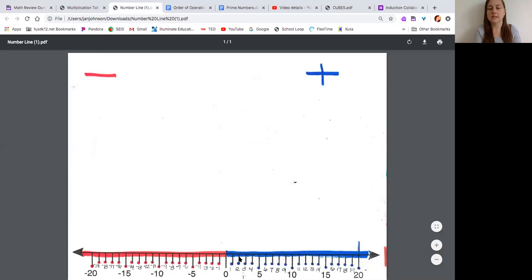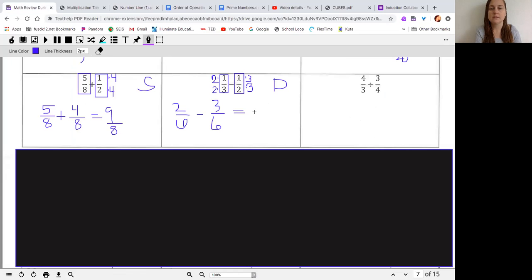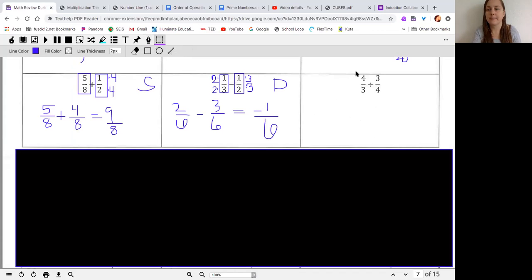Use your number line, because 2 minus 3 is not 1, right? You start at 2, your change is minus 3, 1, 2, 3, and I stop at -1. So it is -1 over 6. Moving on to the next. Box my terms.